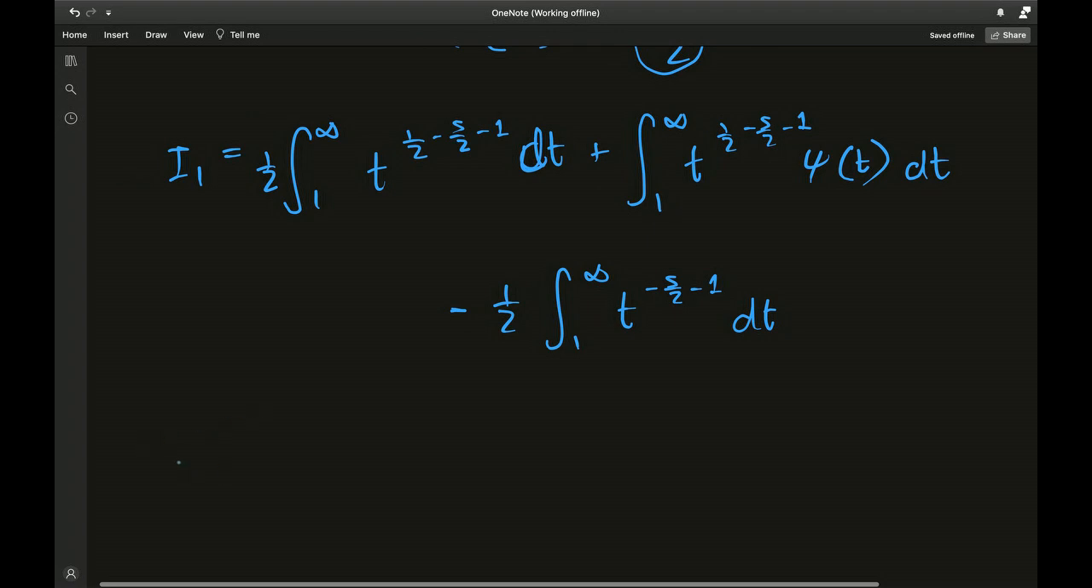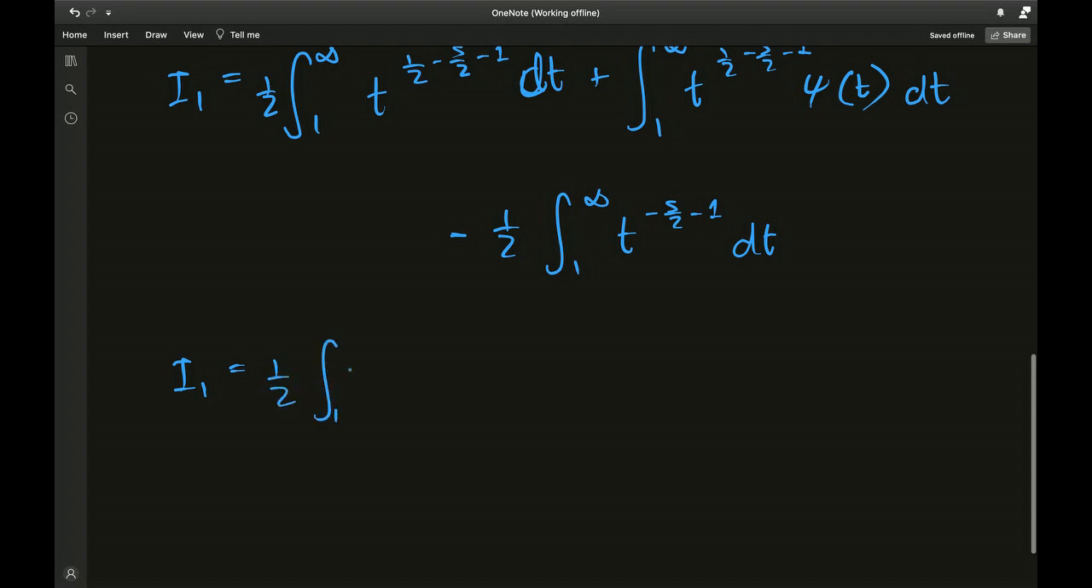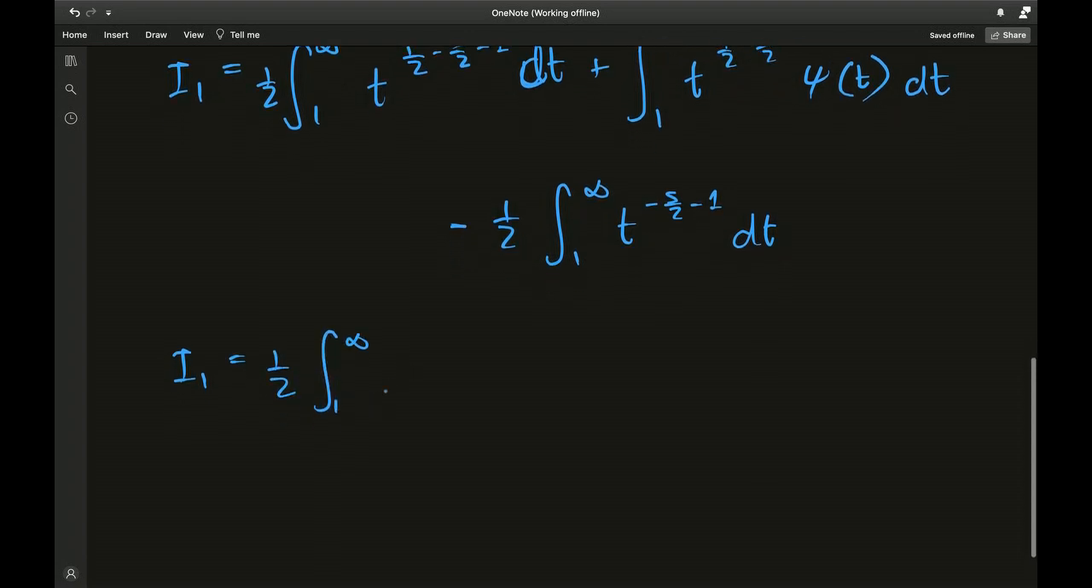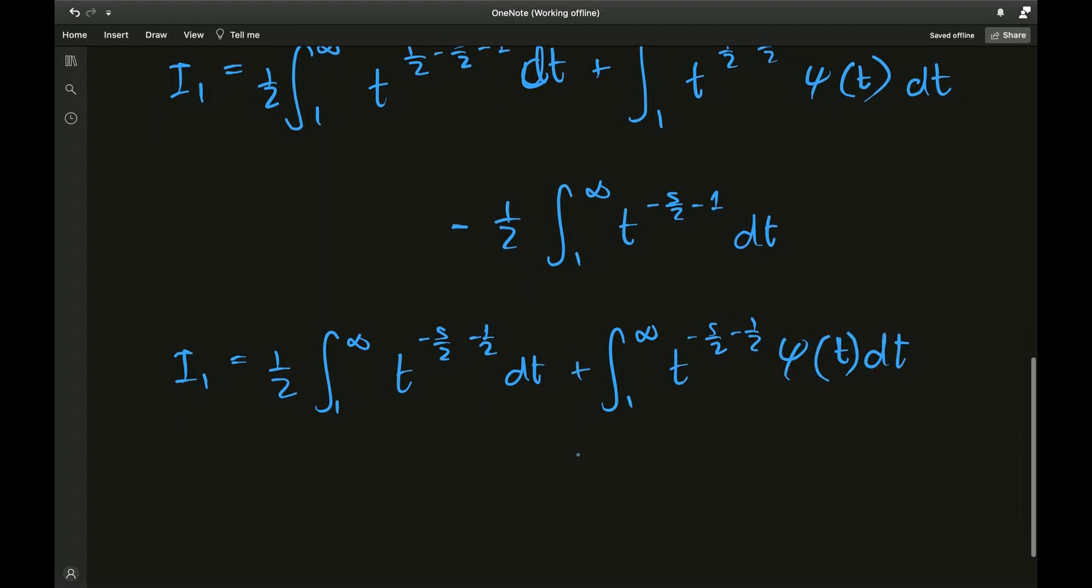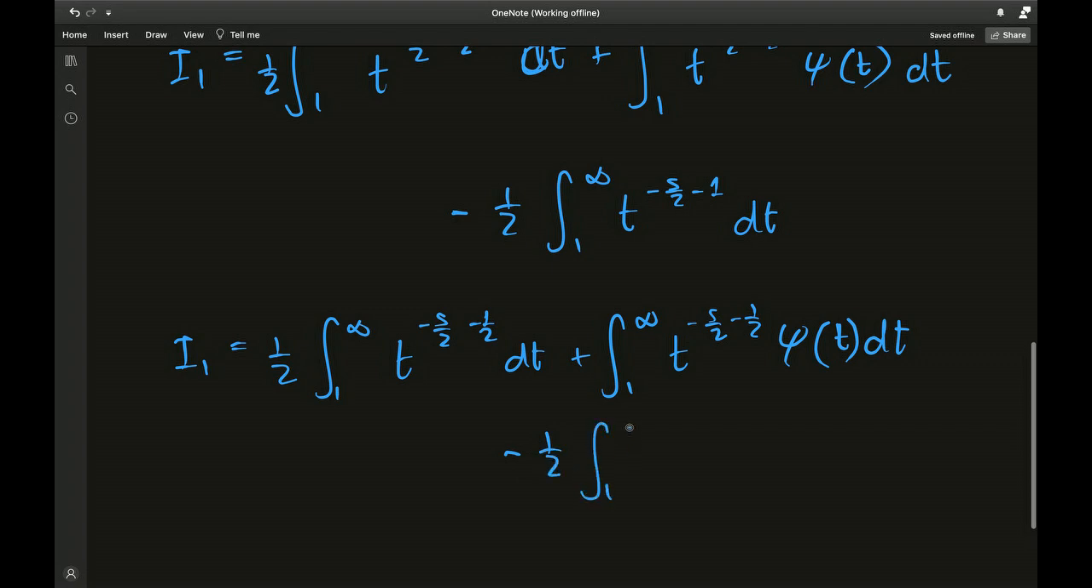So let's evaluate these separately. The first one, the power can be simplified a little bit, I believe. T to the negative s over 2 minus half dt, plus integral from 1 to infinity t to the minus s over 2 minus half psi of t dt, minus half integral from 1 to infinity t to the minus s over 2 minus 1 dt.